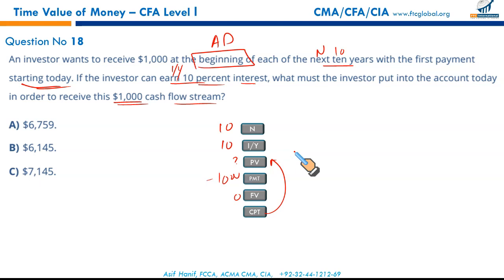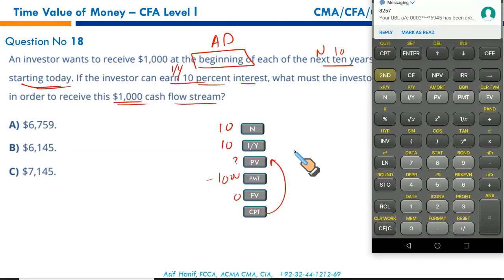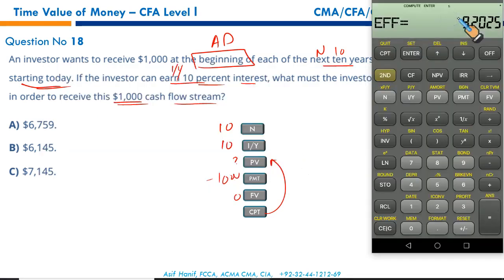Now, you don't simply punch in the numbers. You will have to first shift your calculator. Second, PMT, beginning mode. It's an annuity due question, gentlemen. So second, quit. Now enter 10 as N, 10 as the interest rate, and negative 1,000 as your recurring payment.